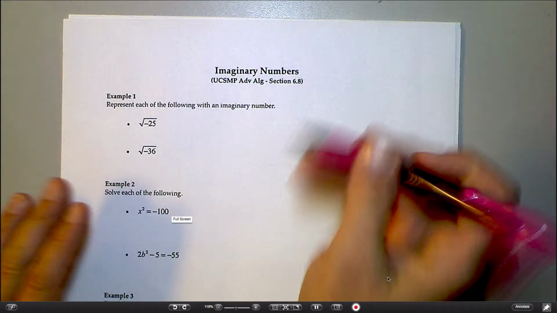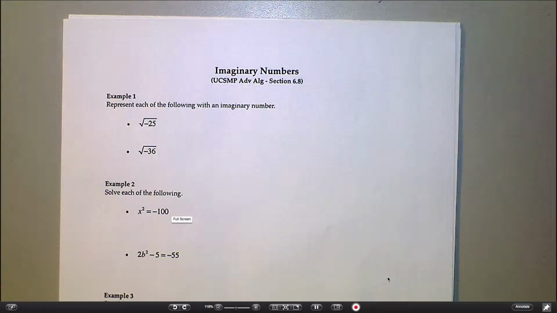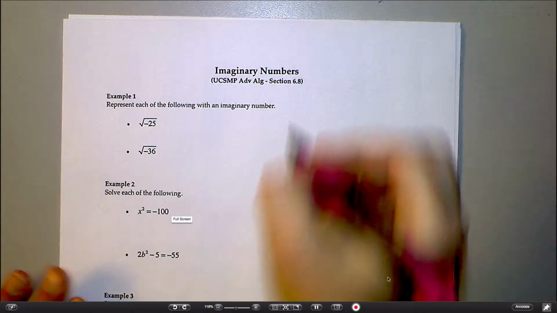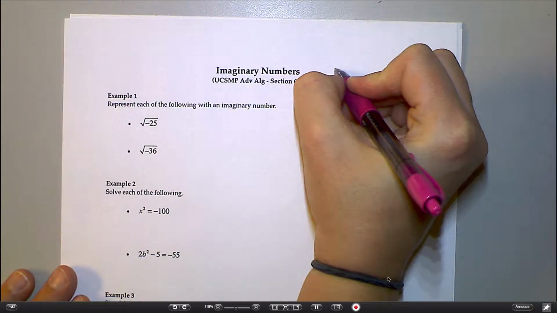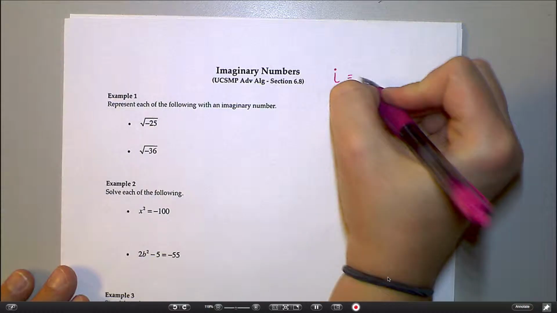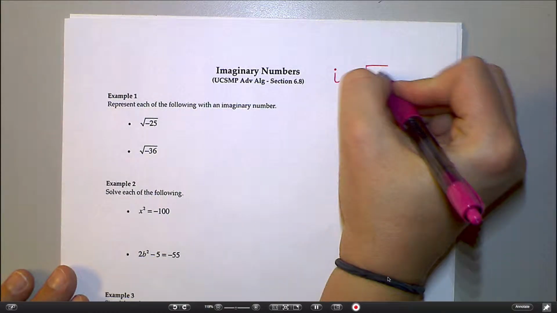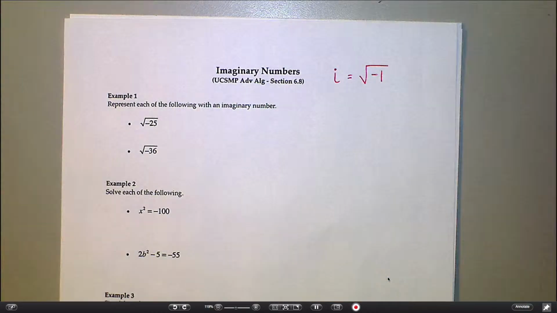I would just jot this down right under where you wrote that definition. This is how they created imaginary numbers: they took the letter i and they used that to represent the square root of negative 1. Okay? So anywhere you see an i, that represents the square root of negative 1, which is the most basic imaginary number you can come up with.